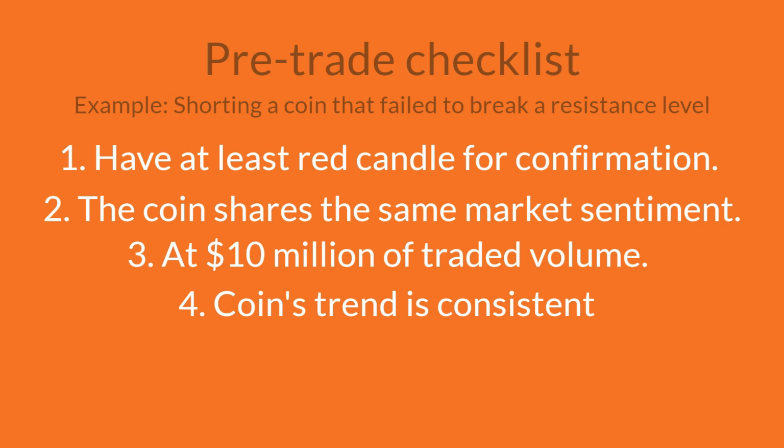So if you wanted to short a coin that reversed after testing the high, and there is at least one red candle, only trade that coin if it is still falling the following day. So in this case, I would enter the trade if the coin was down by at least 3% the following day.